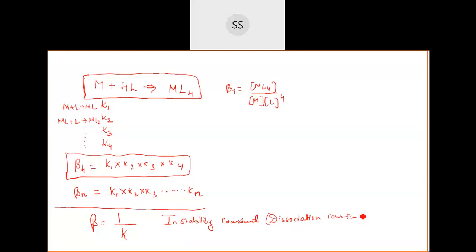It is nothing but the reciprocal of the formation constant or association constant. The dissociation constant tells you how easily the complex will break down into its metal and ligand in solution. If it breaks down easily, that means the complex is not that stable. We calculate it by taking the reciprocal of the association constant. If I have to write the K value here, K is equal to 1 divided by beta.